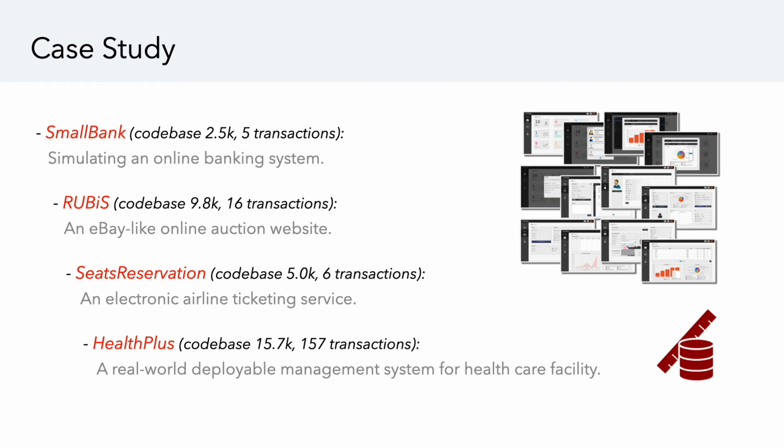To demonstrate the power of AutoGR, we assess four web applications: SmallBank, RUBiS, SEATS reservation, and HealthPlus. The first three benchmarks have been widely used in related work, and the last one is a real-world deployable application. The simplest application, SmallBank, simulates an online banking system. RUBiS emulates an eBay-like online auction website. SEATS reservation models an electronic airline ticketing service. HealthPlus is a management system for healthcare facilities.